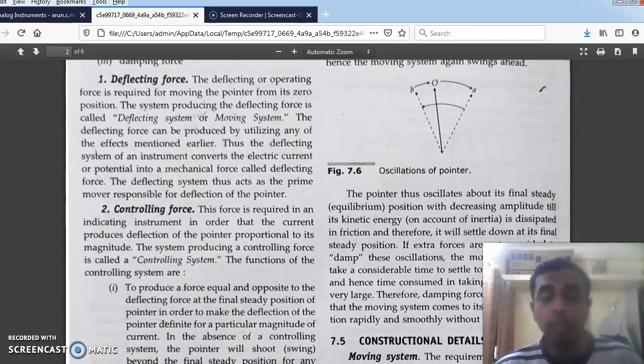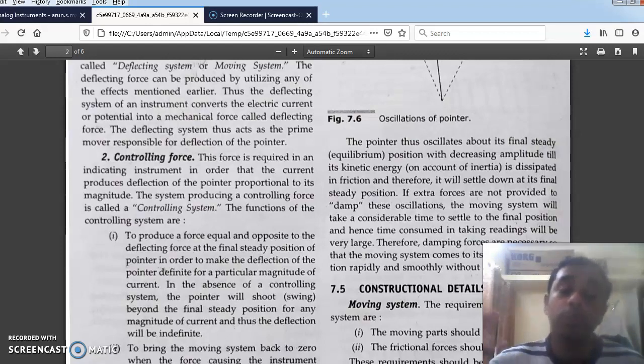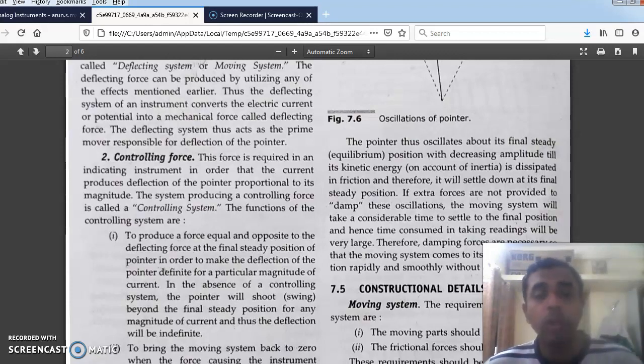And then we have the controlling force. What is the necessity of controlling force? See, some force will deflect. So when current is flowing through a conductor, it deflects the pointer. So if there is no one to control, what happens? This pointer may not stop at a desirable point, or it may stop somewhere else.